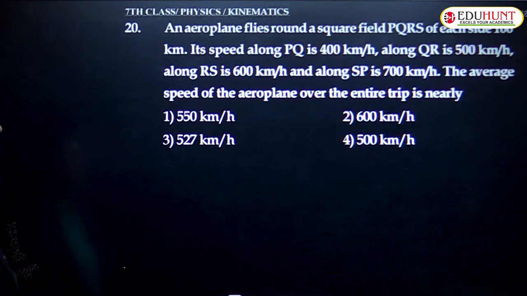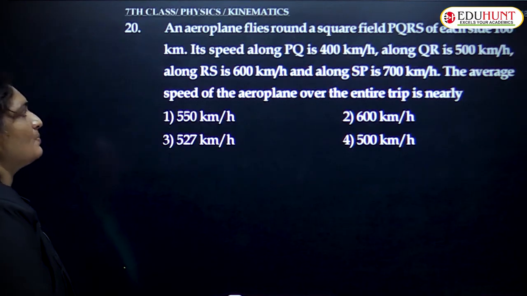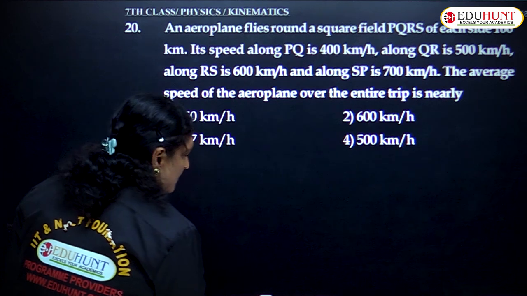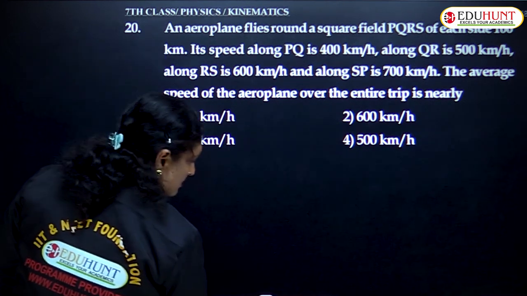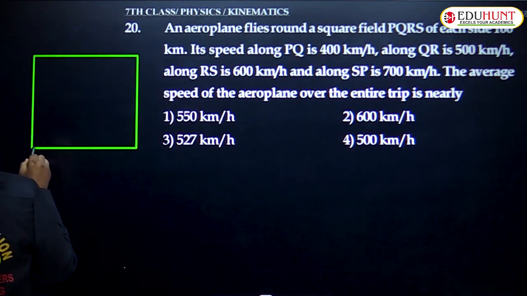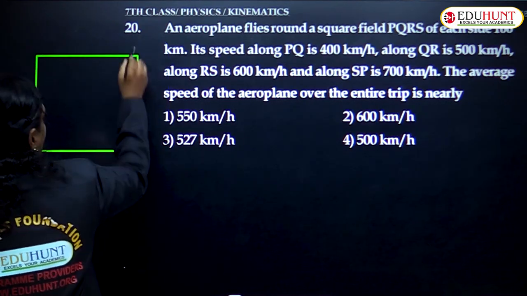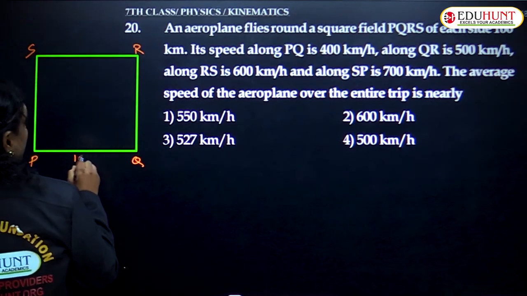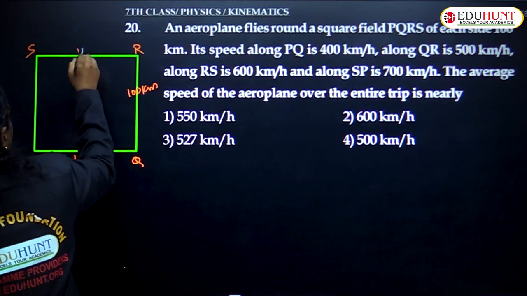An aeroplane flies round a square field PQRS of each side 100 kilometers. Its speed along PQ is 400 kilometer per hour. Let us plot the picture and then try to understand. So some square field is given to you, children. Something like this. And its name was given as PQRS. Each side was given to be 100 kilometers.